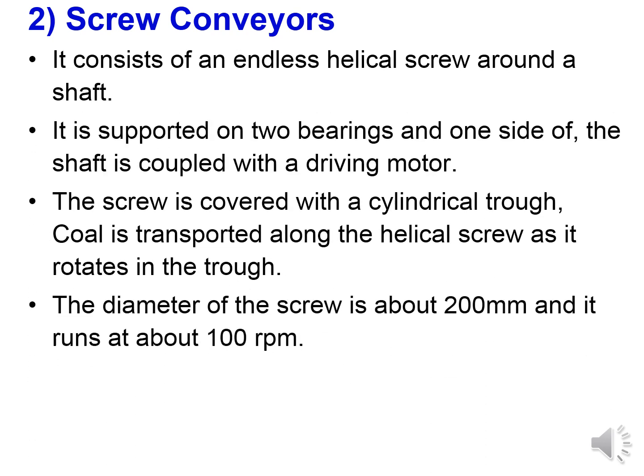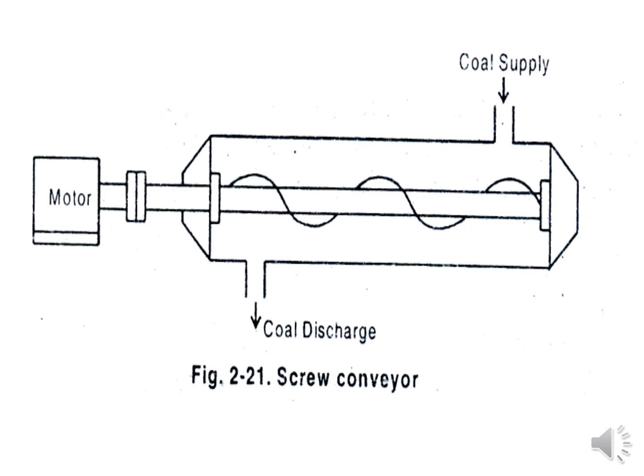Second one is screw conveyor. It consists of an endless helical screw around the shaft. It is supported on two bearings. We'll just see in the diagram itself. See, this is the screw conveyor. Here coal is supplied, and this helical screw is going to carry that coal and supply it at a coal discharge.